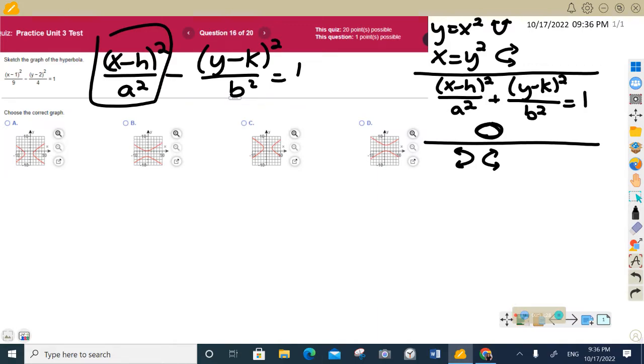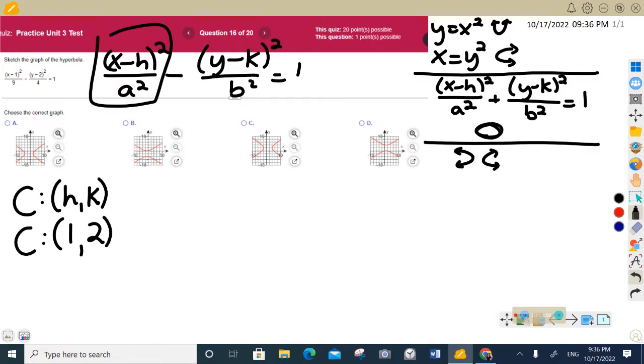All right, so first I want to find the center. The center is h comma k. So inside with x, I bring out -1, it becomes +1. Inside with y, I bring out -2, it becomes +2. Oh, by the way, since x is the major axis, the hyperbola should be doing this. So I can eliminate choice B on this option.